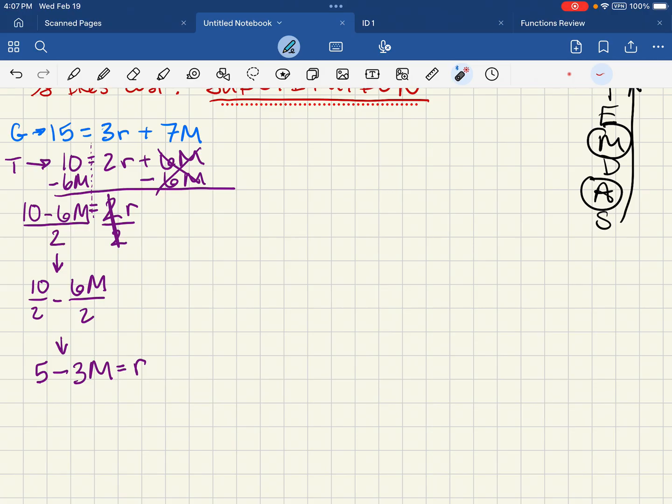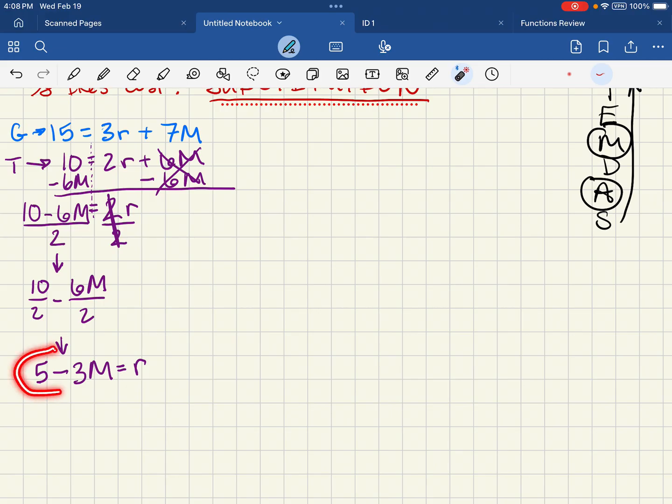Please make note, this and this equation, these are both Thompson equations. We created this equation from the Thompson equation. If I say anywhere I see an R, I can put this equation in instead, that's kind of true, but it's not as helpful if you put it into the Thompson equation.